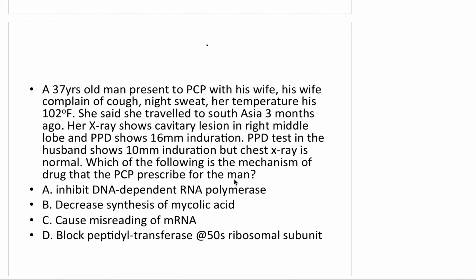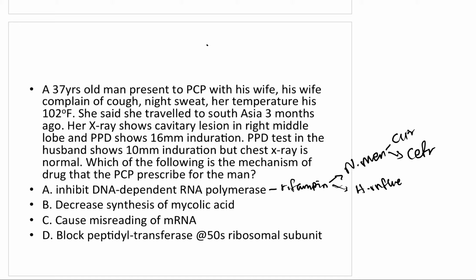And when we look at option A, it inhibits DNA-dependent RNA polymerase. This is the work of rifampin. And rifampin, what do you know you use rifampin for? You use it for prophylaxis in Neisseria meningitidis, and also in prophylaxis of H. influenzae, right? Also in Neisseria meningitidis, in case rifampin may be costly, you can also use ciprofloxacin, cipro, and you can also use ceftriaxone.